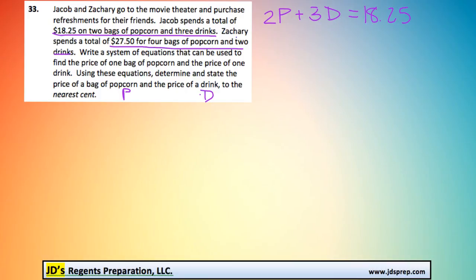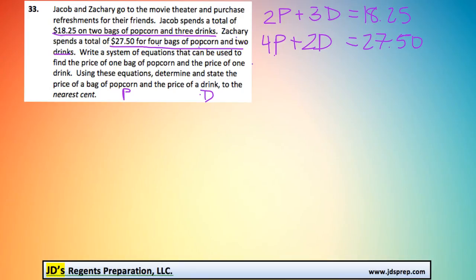Done. Now our second equation: we know that Zachary spends a total of $27.50 on 4 bags of popcorn and 2 drinks. That means 4P plus 2D equals $27.50. Okay, so we've written the system of equations, and now we need to use these equations to determine the price. We want to know our values of P and D.